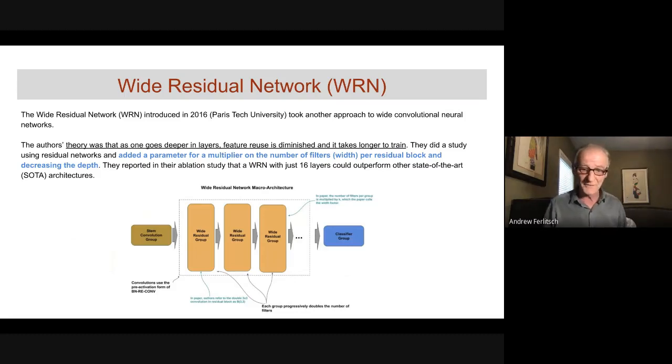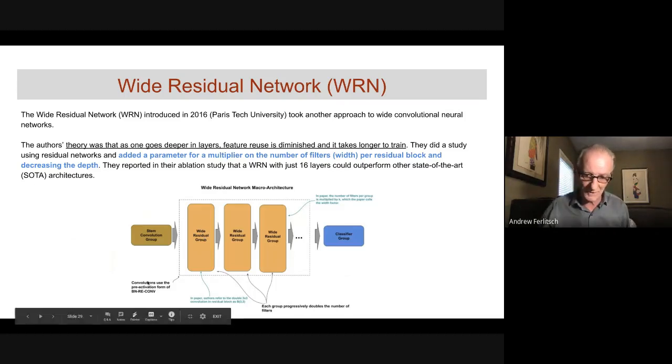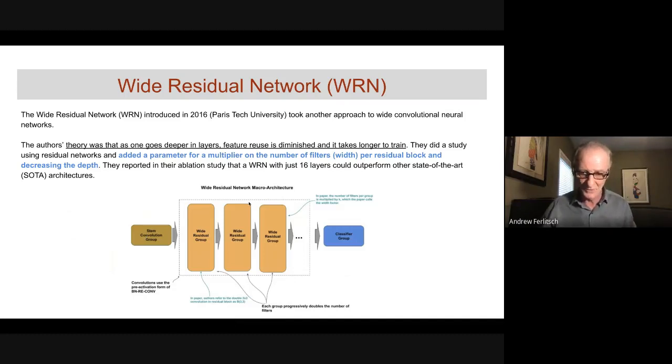And what they found in their paper and ablation study is they created a wide residual network with just 16 layers that could outperform other state-of-the-art architectures at the time. So if we look at a big overall view of this, we have our stem group, a learner and a classifier, and the learner is going to consist of multiple wide residual groups.